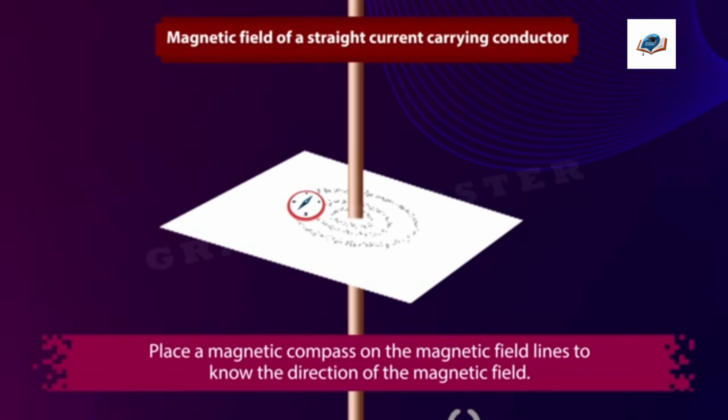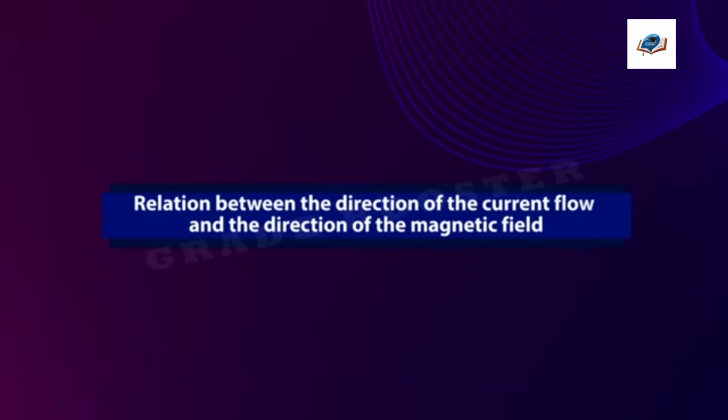Place a magnetic compass on the magnetic field lines to know the direction of the magnetic field. Relation between the direction of the current flow and the direction of the magnetic field.